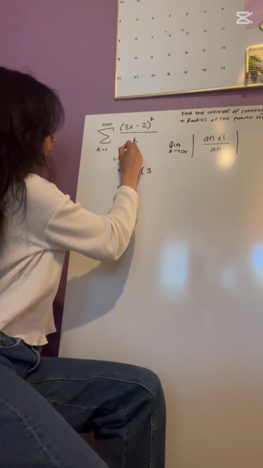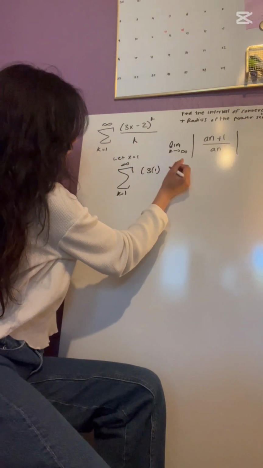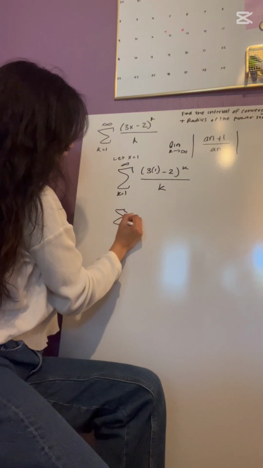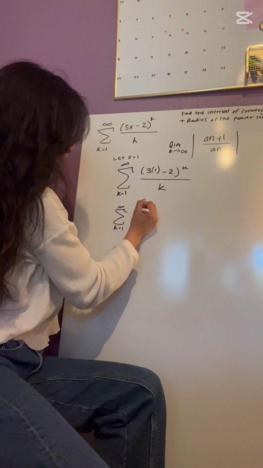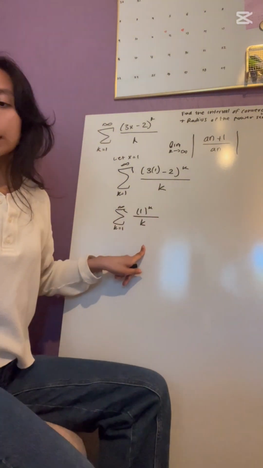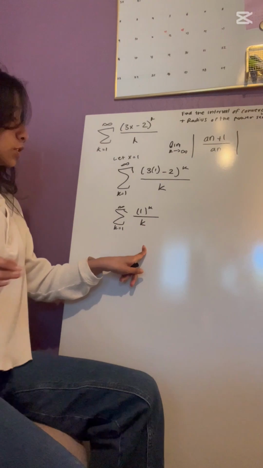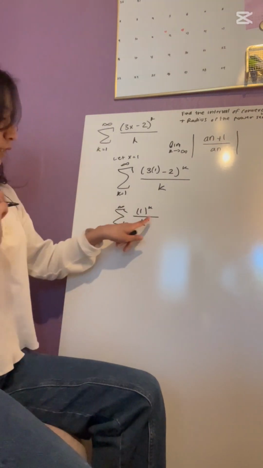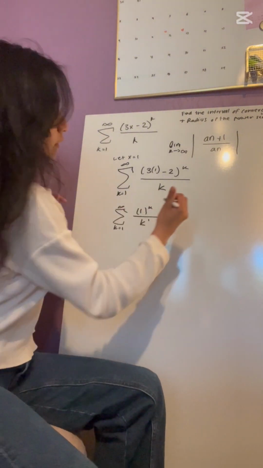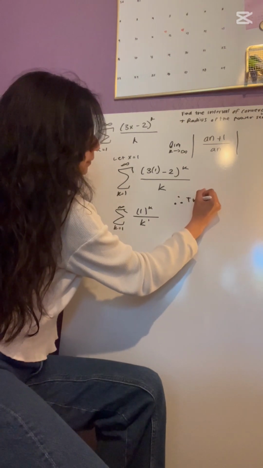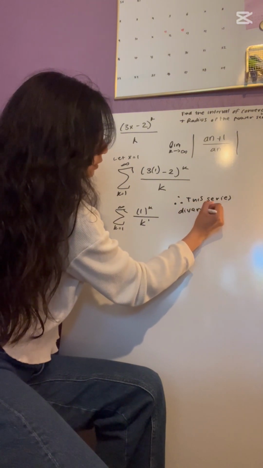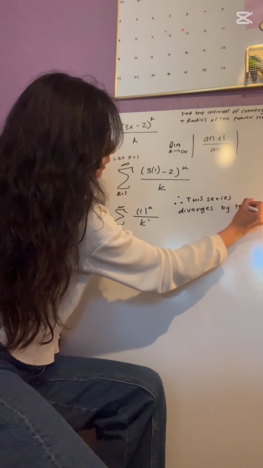We can put here let x equal 1. This looks very similar to a p-series, which according to this, since there's a 1 here and p equals 1 over here, then we can say that this series, therefore, diverges by the p-series.